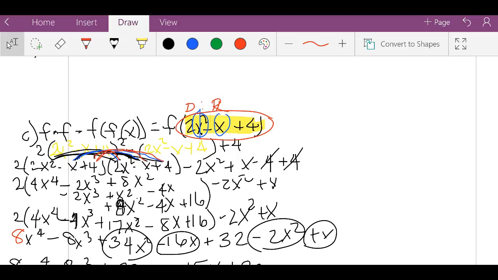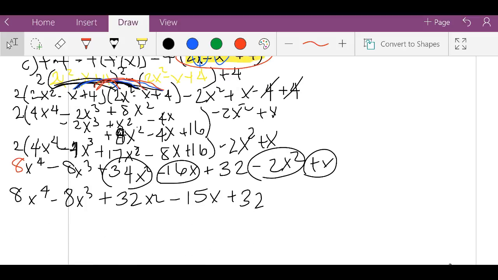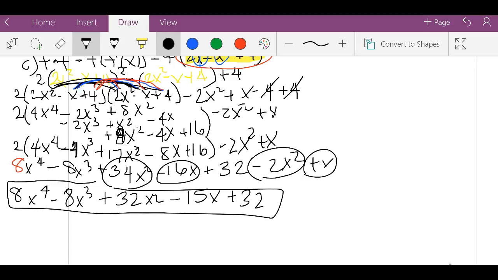Okay, so that means I'm going to need to go down here and check out my answer. Hopefully I multiplied this out correctly. If not, I'm pretty sure you'll let me know. Okay, so here's my answer. This is a polynomial as well. Because it's a polynomial, my domain for my final answer is all reals.